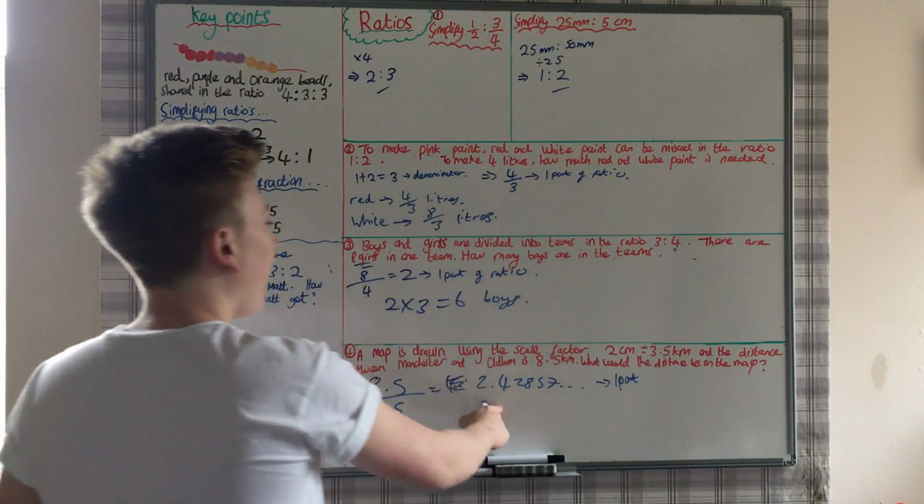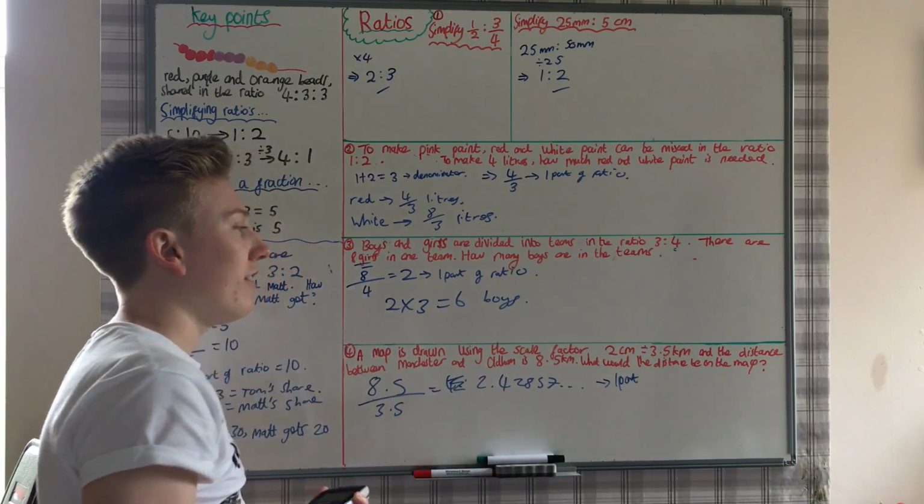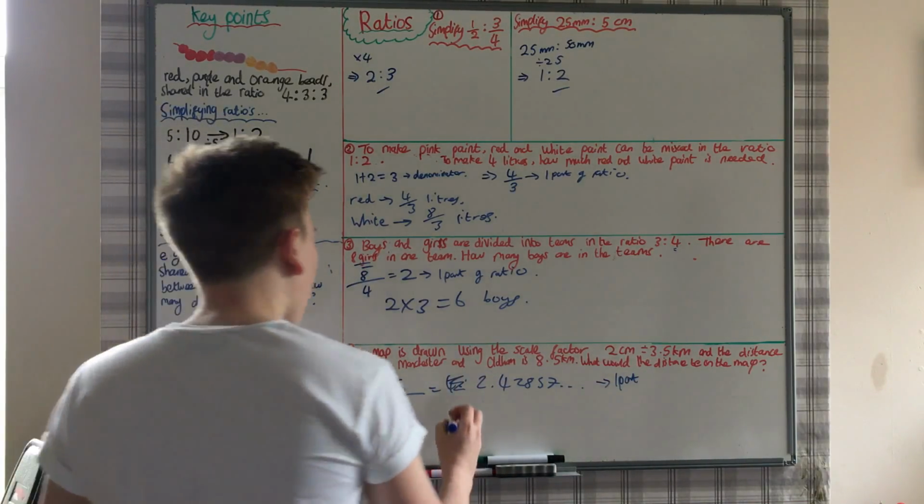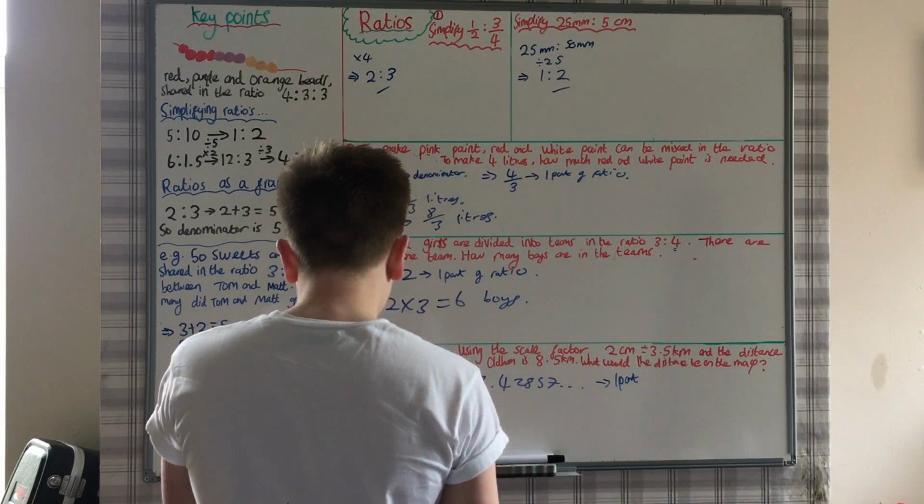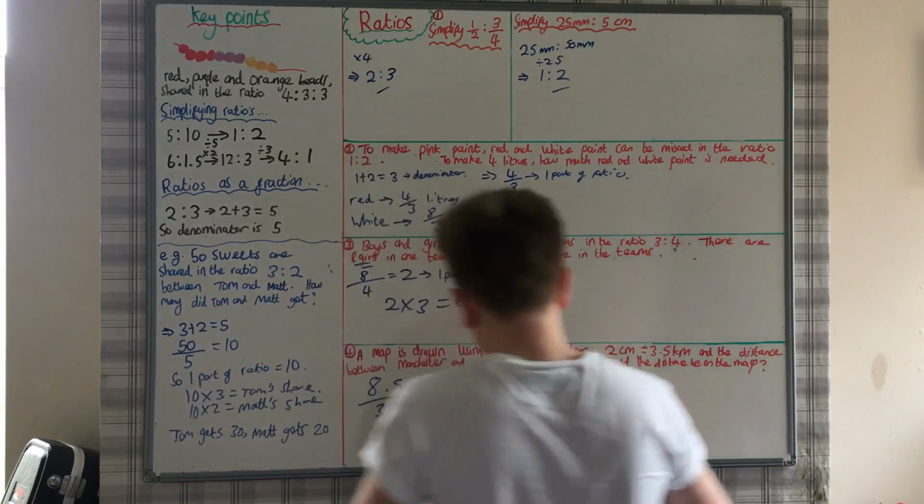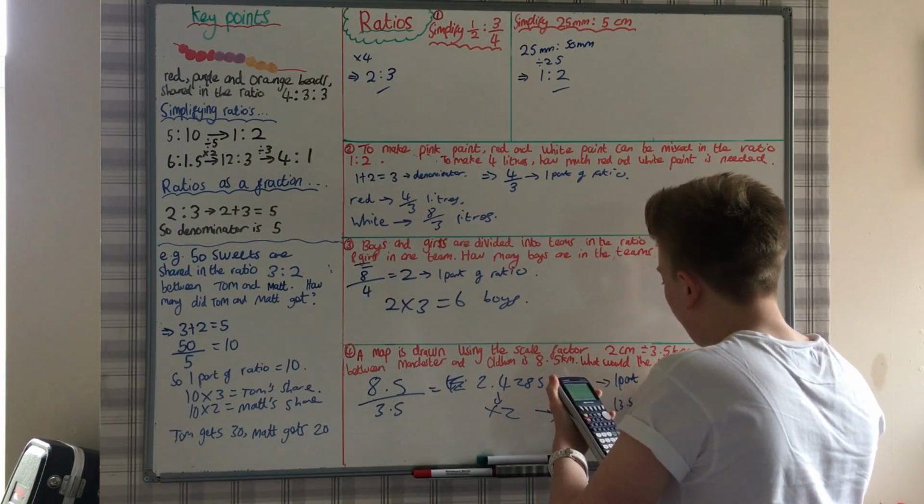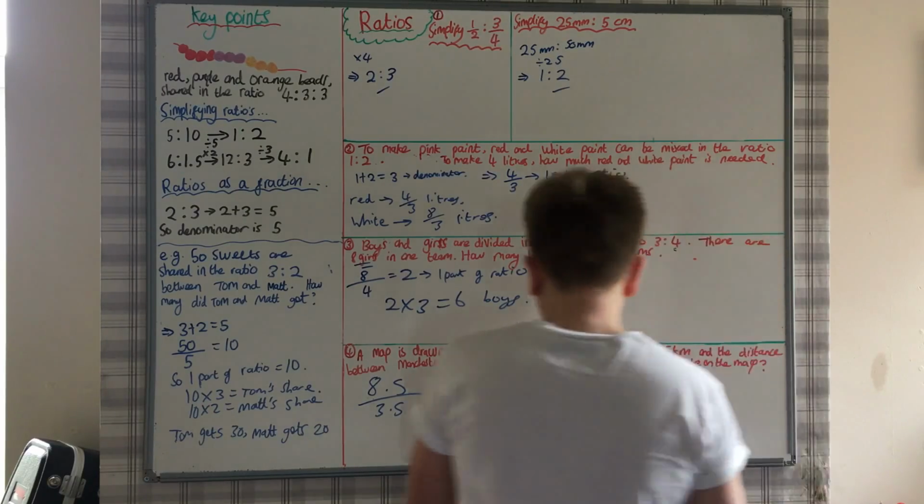So 1 part of the ratio is this, and 2 parts of the ratio will give us the amount that is represented in centimetres on the map. So we simply multiply this answer by 2, and we get 4.86 to 3 significant figures, centimetres. Okay?